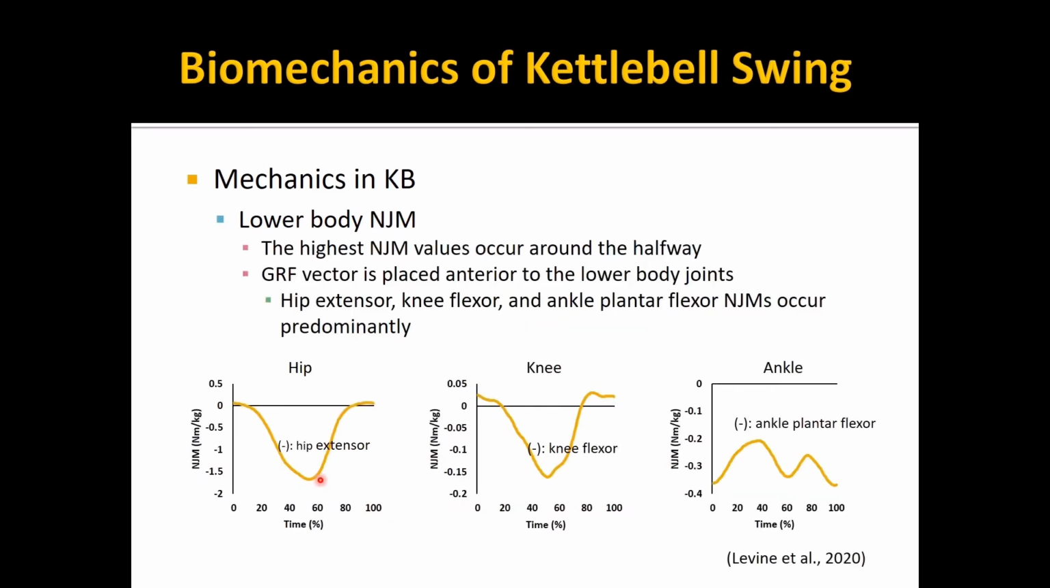According to the lower body net joint moment data from the Lubin et al. study, all the lower body net joint moments showed their maximum values around the halfway point of the kettlebell swing. Also, the ground reaction force vector is placed anterior to the lower body joints. Therefore, hip extensor, knee flexor, and ankle plantar flexor joint movements occur predominantly in the kettlebell swing.